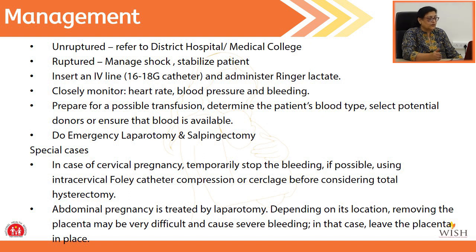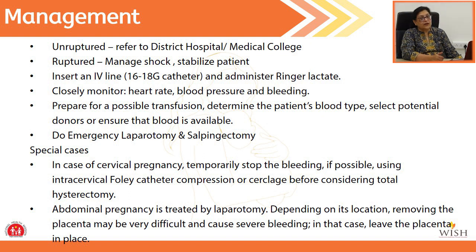manage her shock, stabilize the patient, insert an IV line, 16 to 18 gauge cannula, administer Ringer lactate, monitor her vitals, her heart rate, her blood pressure, the amount of bleeding, arrange for a possible transfusion, and if you have the facilities, do an emergency laparotomy and remove the tube that has ruptured, that is known as salpingectomy.